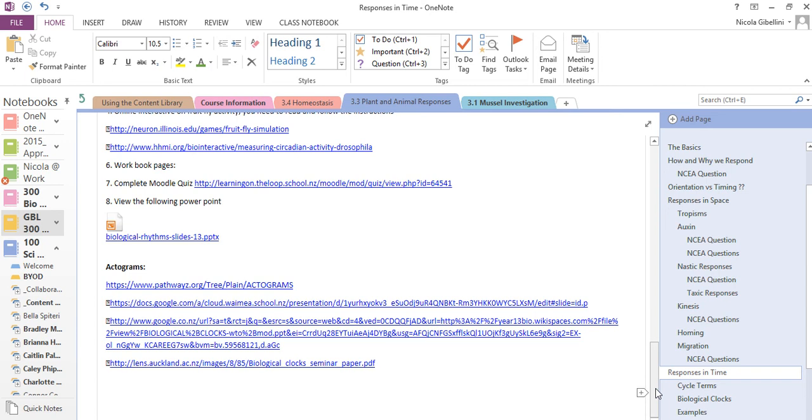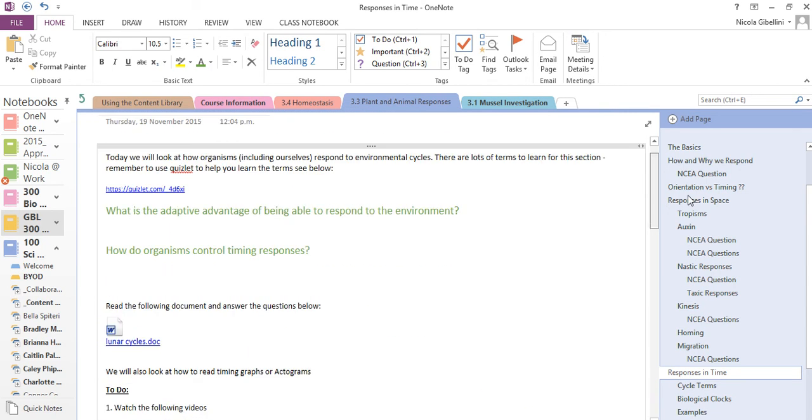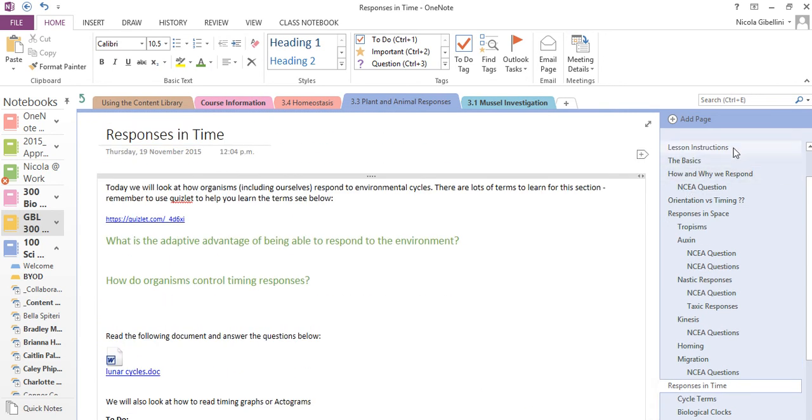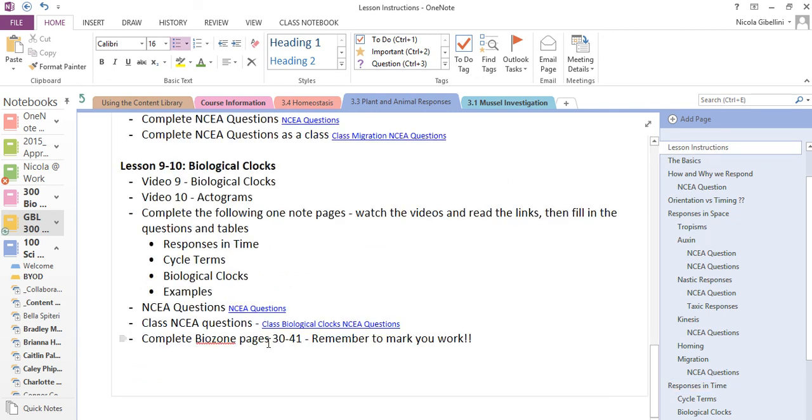If you can't do this, just put an asterisk next to it and come back, and when I'm back, I'll be able to sit down and help you. So where are we? Biozone pages 30 to 40. Make sure you mark it. Two lots of NCEA questions. Make sure you've answered all of these questions on all of these pages in your OneNote, and hopefully you'll be good to go.